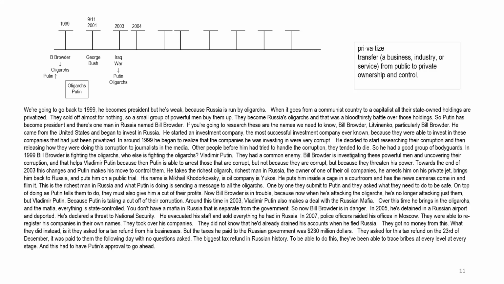He started an investment company, the most successful investment company ever known, because they were able to invest in these companies that had just been privatized in and around 1999. He began to realize that the companies he was investing in were very corrupt. He decided to start researching their corruption and then releasing how they were doing this to journalists and the media. Other people before him had tried to handle the corruption. They tended to die. So he had a good group of bodyguards. It was a good idea.